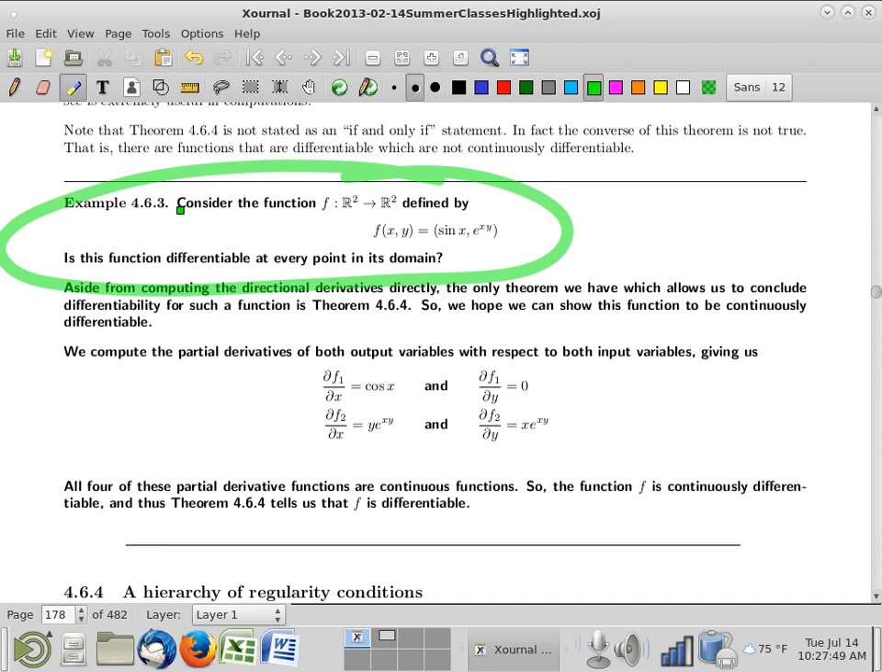Right? What I'm going to do in this case is I'm going to take this function. I'm going to write down all of the partial derivatives. Notice that there are 2 output variables. Each I can take the partial with respect to each of 2 input variables. That gives me 4 partial derivatives. I'm going to casually glance at all 4 of these partial derivatives, observe that they are all continuous, declare continuous differentiability, and therefore differentiability.